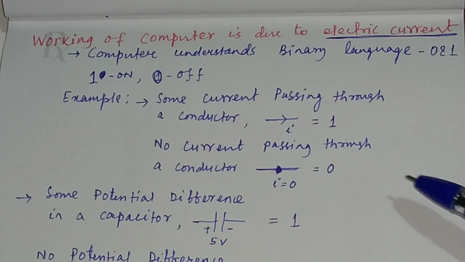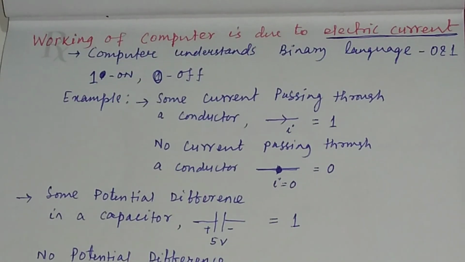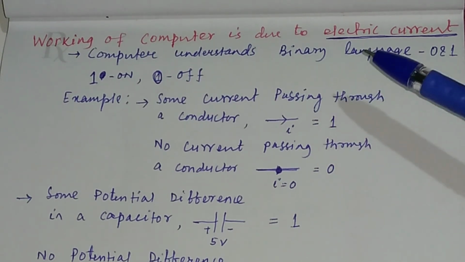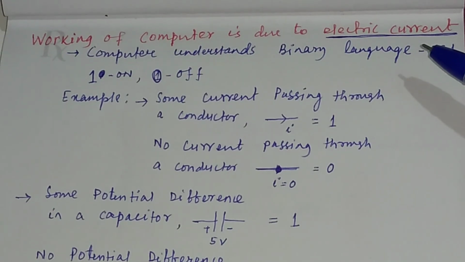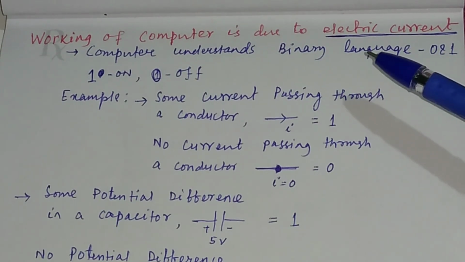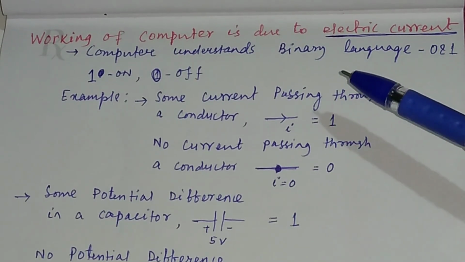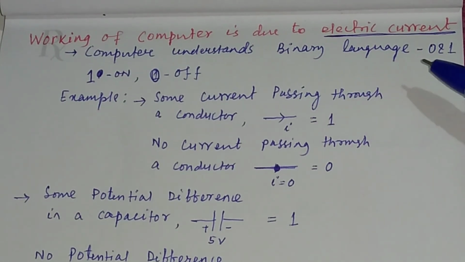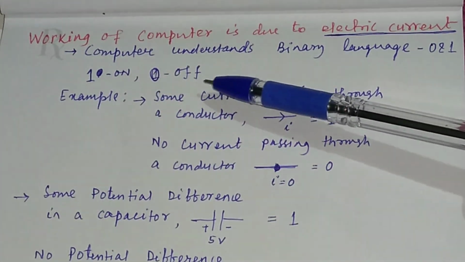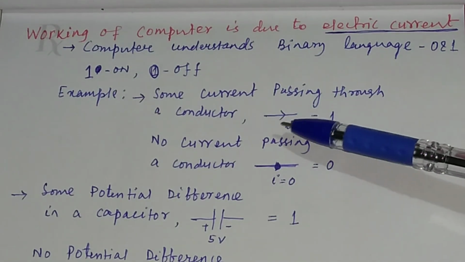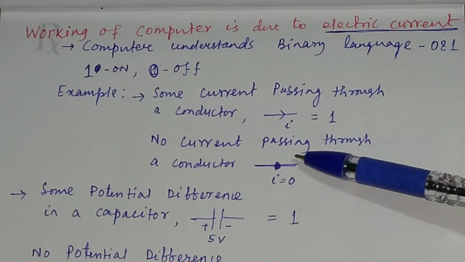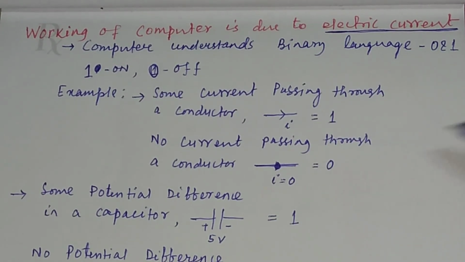How does a computer understand a program, or the working of a computer? We know the working of a computer is due to electric current. The computer understands binary language, that is 0 and 1. 1 is basically the on condition and 0 is the off condition. For example, if current passes through a conductor, you consider it 1; if no current passes through the conductor, you consider it 0.